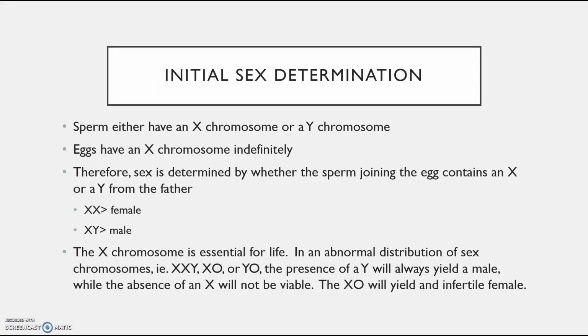So sperm for males either have an X chromosome or a Y chromosome because the sperm is the sex cell. Eggs always have an X chromosome because that's all the female can pass down. Therefore, sex is determined by whether the sperm joining the egg contains an X chromosome or a Y chromosome.